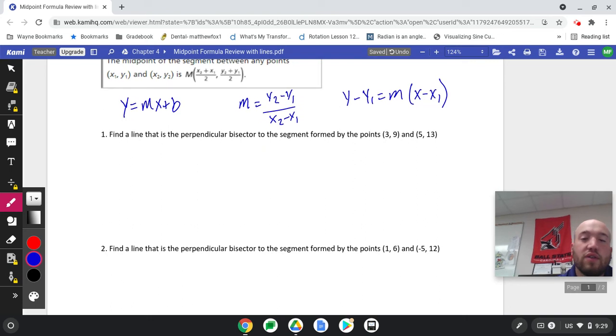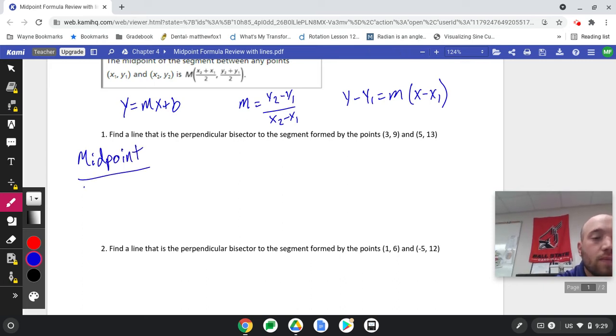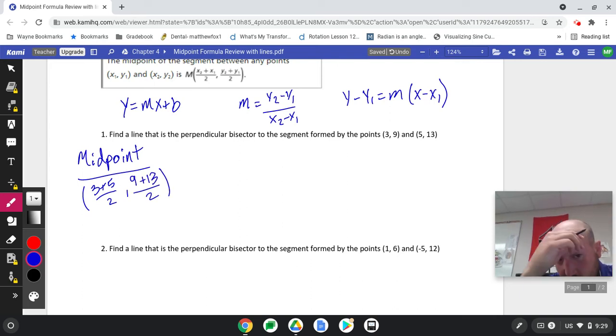All right, so if we have our points here, (3, 9) and (5, 13), we need to figure out a couple things. One, we need to find the midpoint. We also need to find the slope. To find the midpoint, all we have to do is add our x values together, divide by 2, add our y values together, and divide by 2. So 3 plus 5 is 8, divided by 2 leaves us with 4. Meanwhile, 9 plus 13 is 22, divided by 2 leaves us with 11. That is the point it will have to go through.